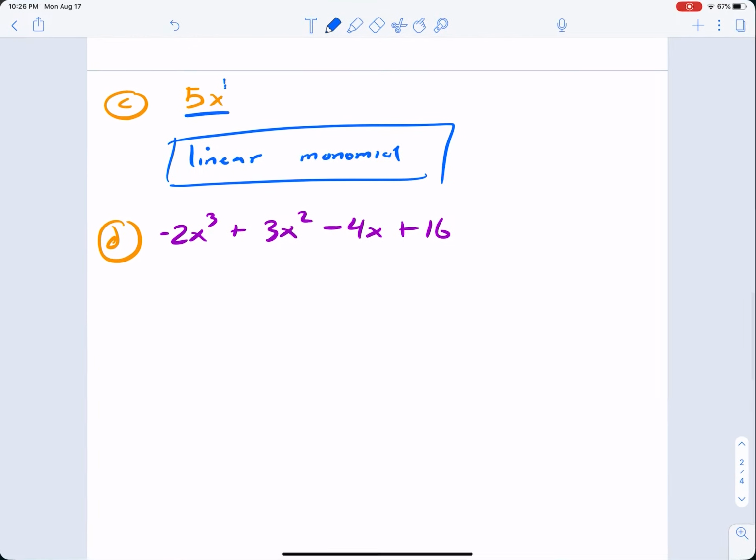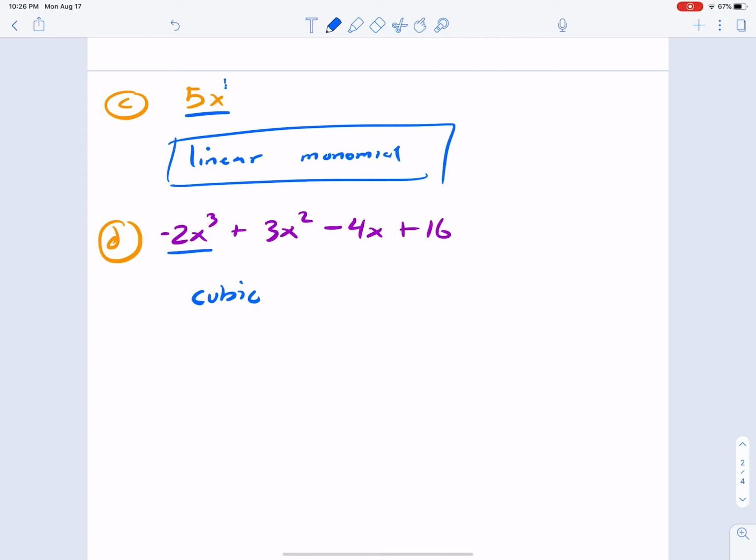Okay, so here we go. Largest degree here is 3, so we call it a cubic. And last name is number of terms. We have 1, 2, 3, 4. Remember, the terms are separated by a plus or a minus sign. So here we have 4 terms. Anytime we have 4 or more, we call it a polynomial.